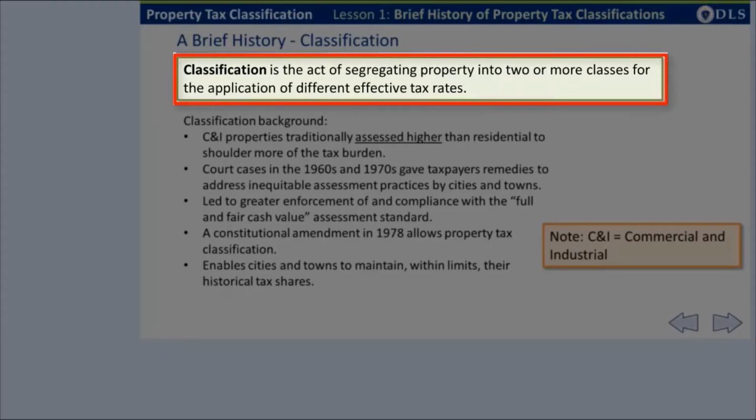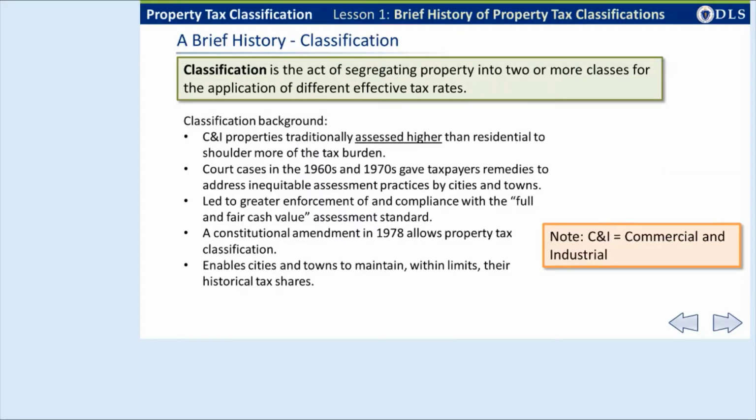Classification is defined as the act of segregating property into two or more classes for the application of different effective tax rates. Commercial and industrial properties were traditionally assessed at higher levels than residential properties, so they would shoulder more of the tax burden. Court cases in the 1960s and 1970s gave taxpayers remedies to address inequitable assessment practices by cities and towns. This led to greater enforcement of and compliance with the full and fair cash value assessment standard.